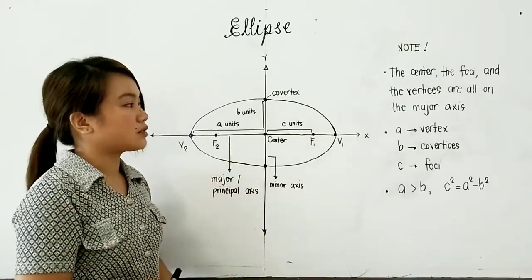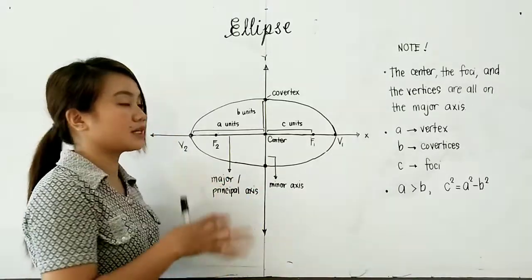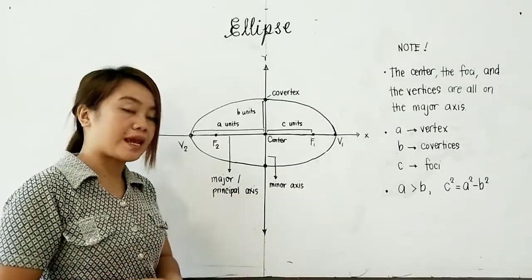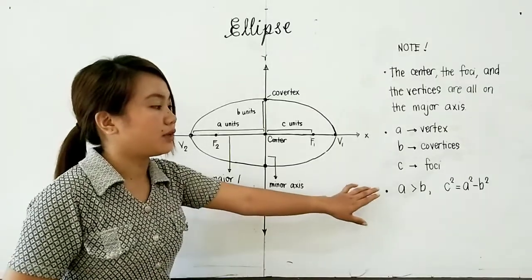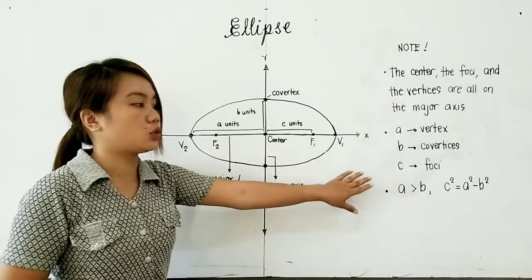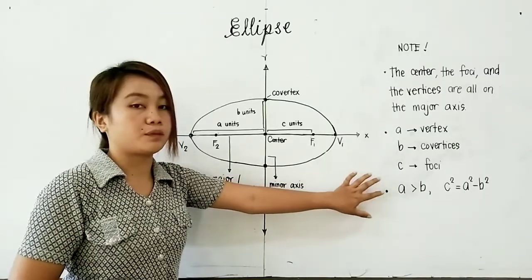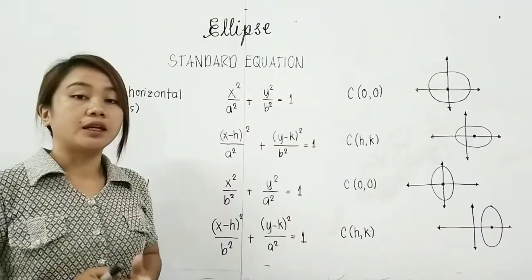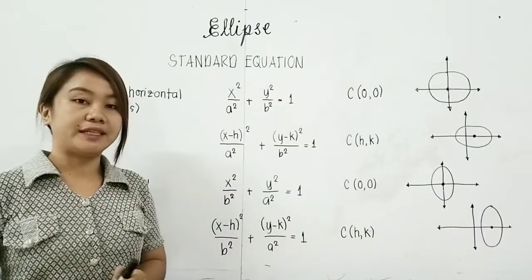Now in order for us to get the value of C, because in our standard equation the only given values are A and B, we will use C squared is equal to A squared minus B squared. Now let's talk about the standard equation of an ellipse.